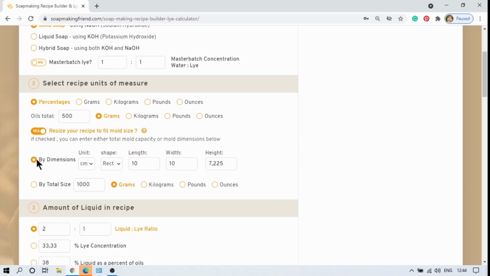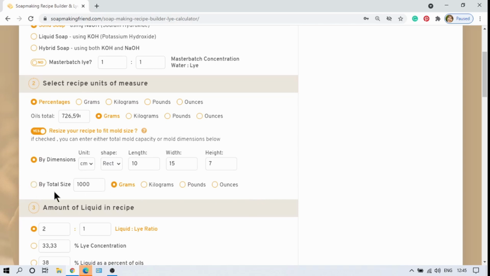So what you can do here is you just type in your dimensions. If your units are centimeters, you leave it there, or you can choose inches there. Centimeters, the shape, rectangular or cylindrical, then you can add your size here. Now I've got a mold that is 10 centimeters by 15 centimeters. And the height is about 7.25. So I usually pour up until about 7 centimeters high. Now this calculator will calculate it for my specific recipe here.